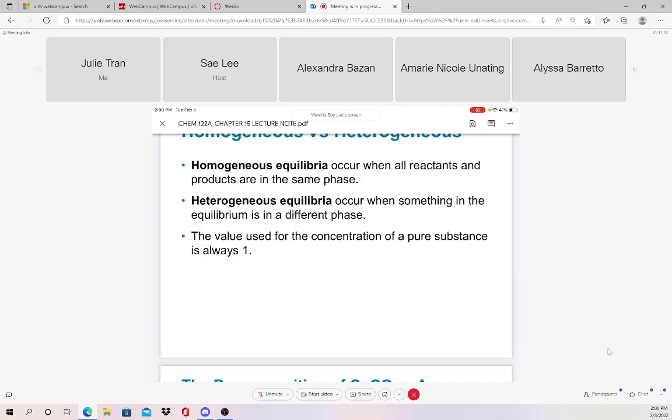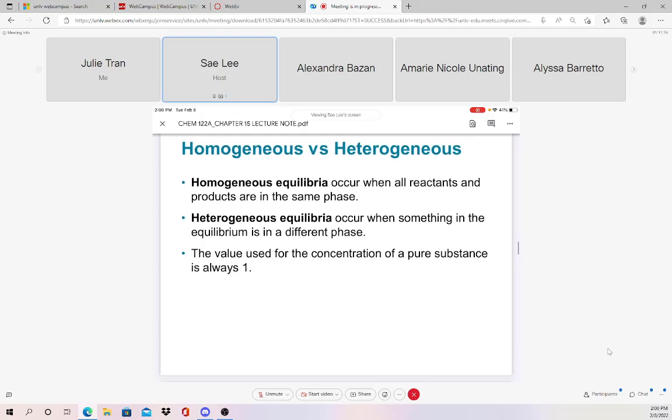Let's take a look at homogeneous and heterogeneous equilibria. Homogeneous equilibria is when all reactants and products are in the same phase. Heterogeneous equilibria is when something in the equilibrium is in a different phase.